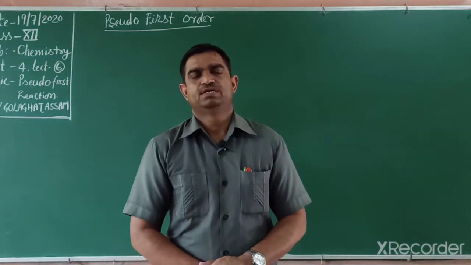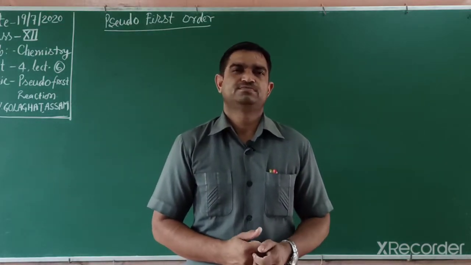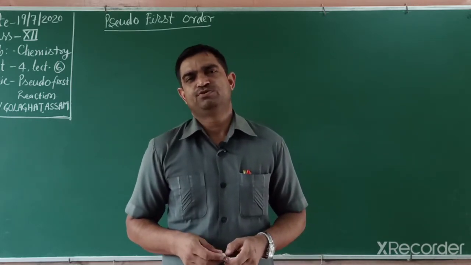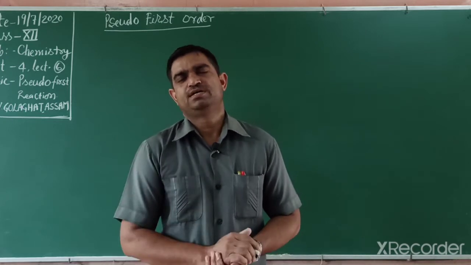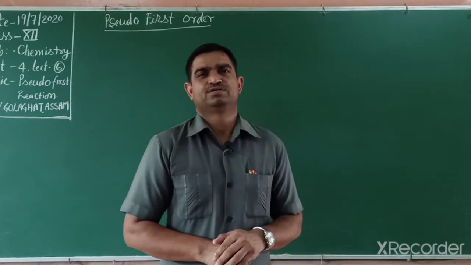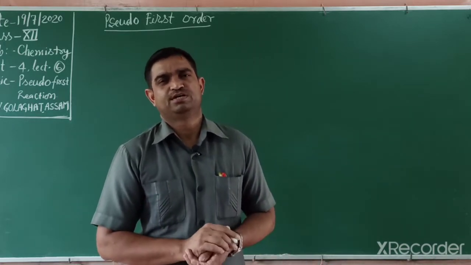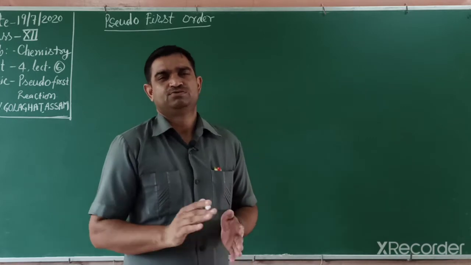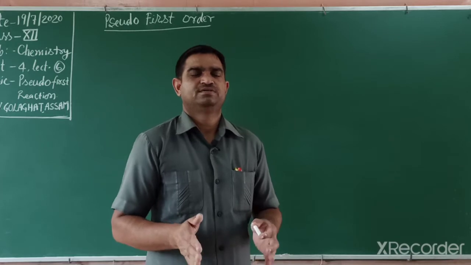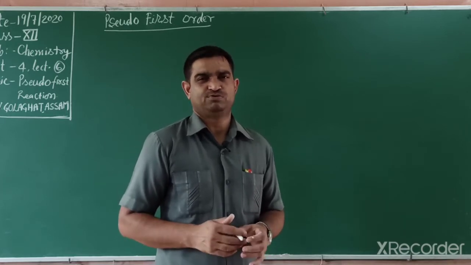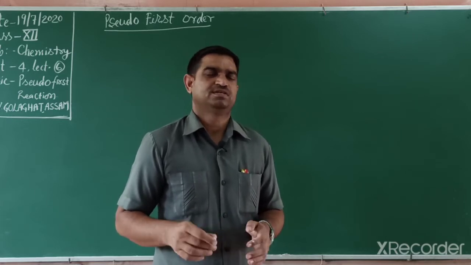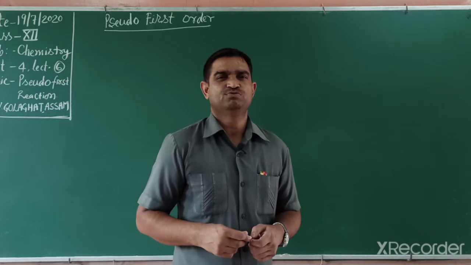Students, in our earlier classes, we studied in chemical kinetics first order reaction, zero order reaction, and their relation, differential rate equation and integrated rate equation, and half-life of reaction also. Today we will study pseudo first order reaction and comparative study of zero and first order reaction, and how can we determine the order of reaction, and after some time we solve one or two numericals.